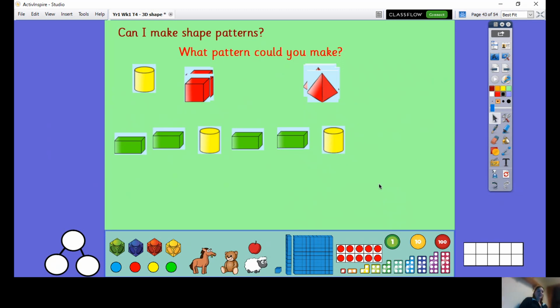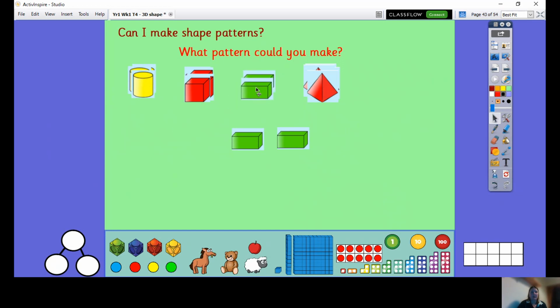So there's lots of different patterns that you could make. So maybe you could just verbalize this to your parents about what pattern you would make with those shapes.